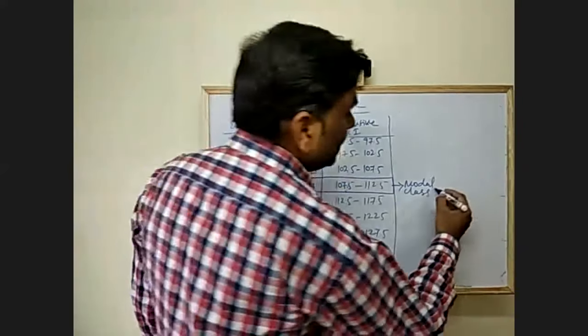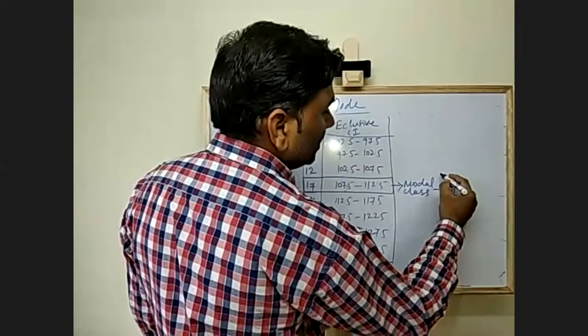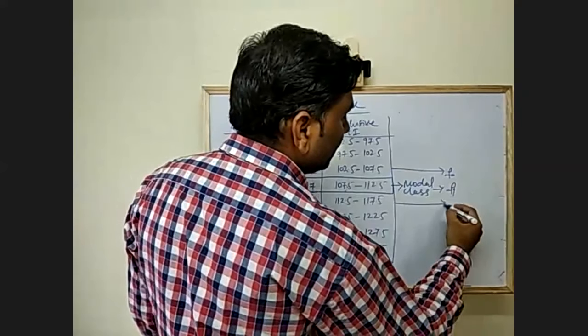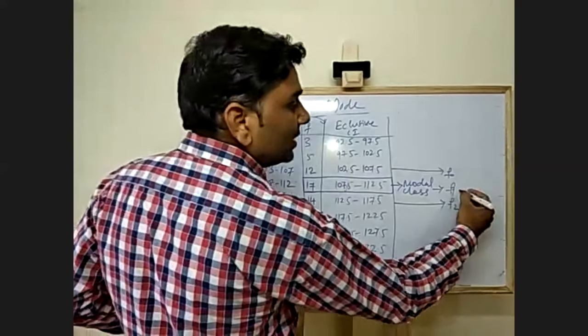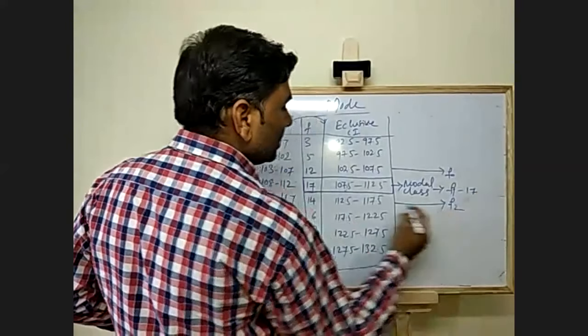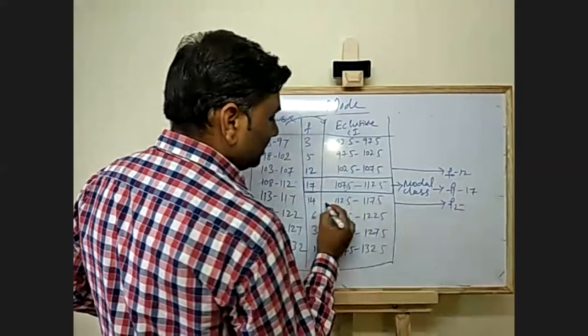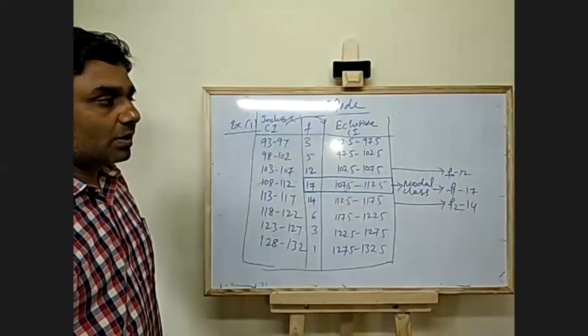And this will give you F1, this will give you F0, and this will give you F2. How much is F1 here? F1 is 17, F0 is 12, and F2 is 14.